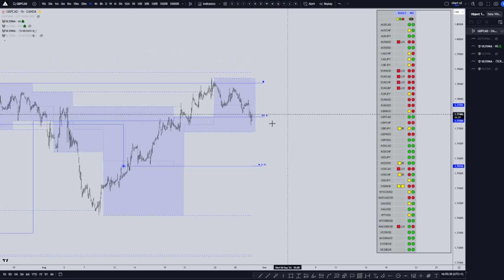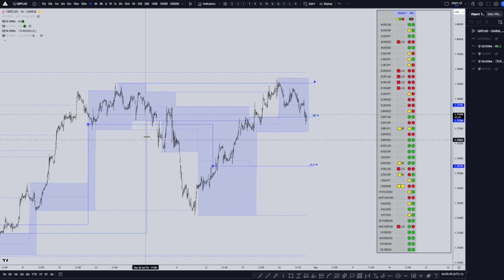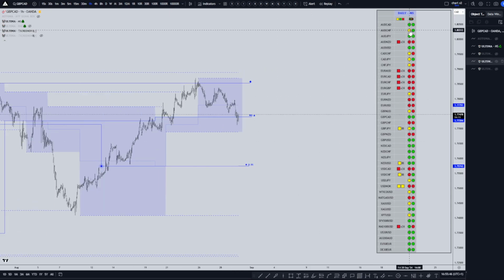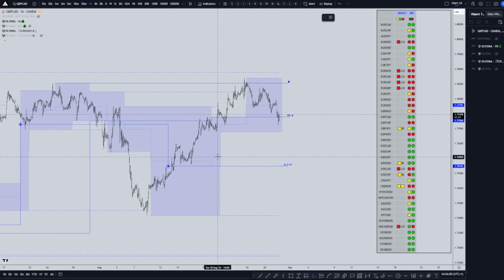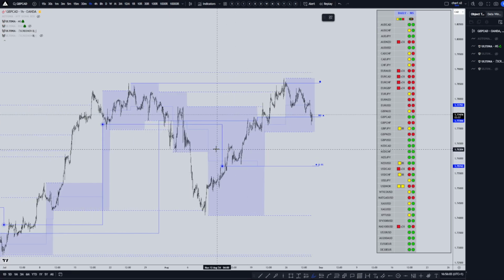So market structure, whenever we have a bullish break and price is above, it will be bullishly trending. Whenever we have a bearish break and price is below, it will be red, bearish trend. And whenever it's yellow, it means we had a market structure break and we pulled back, or we failed to break out.